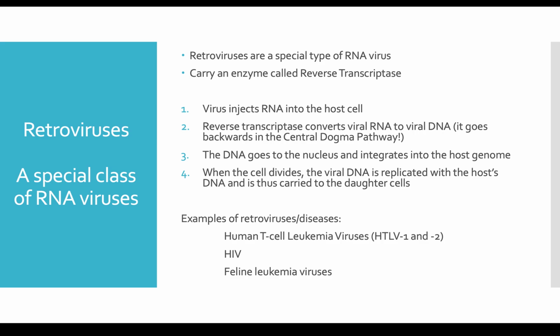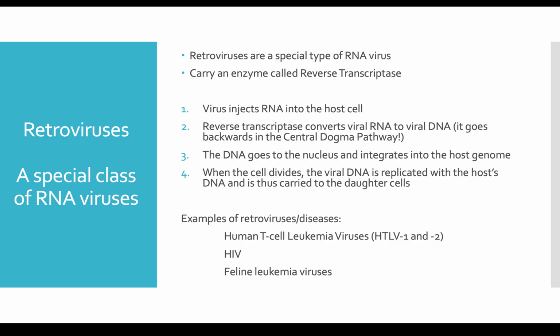So in a retrovirus, the virus injects its RNA into the host cell, and it can either be a positive or a negative strand. And then coming along with that nucleic acid into the cell is the enzyme reverse transcriptase. And that then converts the viral RNA to DNA, and it goes backwards of the central dogma, right? The DNA then goes to the nucleus, and it'll integrate into the host genome. And when the cell divides, that viral DNA is replicated with the host DNA and is thus carried to the daughter cells. In the next slide, we'll go over a specific example of a retrovirus and what this looks like.